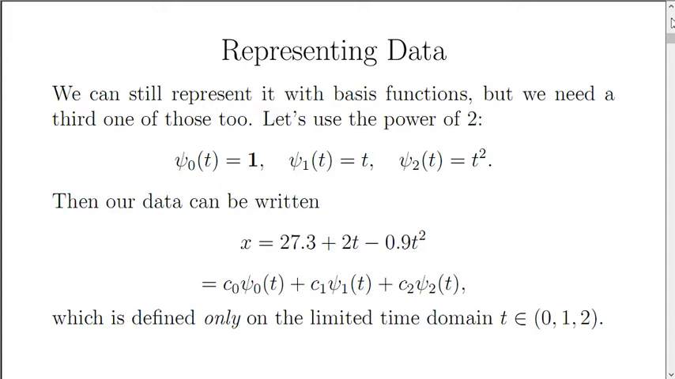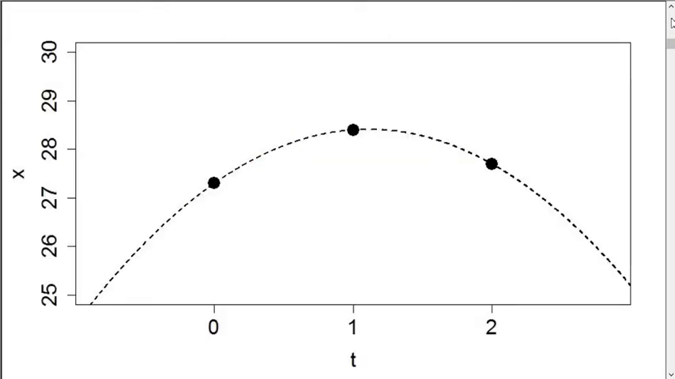And notice that this is the sum of a set of coefficients, C0, C1, and C2, times basis functions, psi0, psi1, and psi2. And do bear in mind, this function is only defined on a very limited time domain, namely the times being 0, 1, and 2. I can graph this function too, and once again, I've graphed it for times in between the observations and before and after the observations. But that's just for convenient visualization. The function doesn't actually exist at times other than 0, 1, and 2.